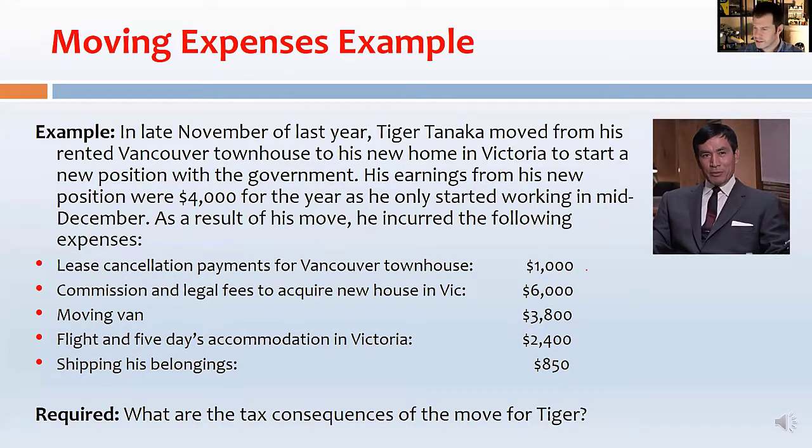Yes, agreed. Carson says yes. Mary says yes. Good work to both of you. Karen says yes, also awesome. Commission and legal fees to acquire a new house in Victoria.